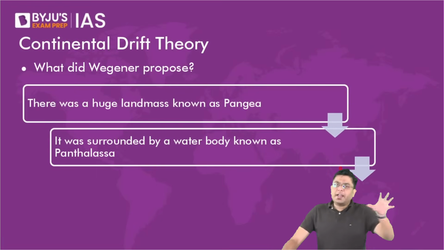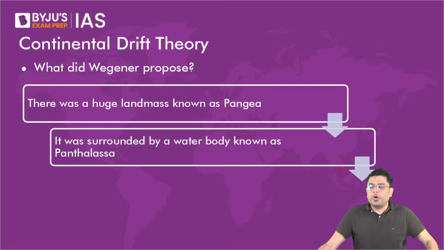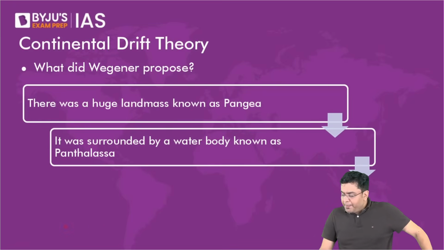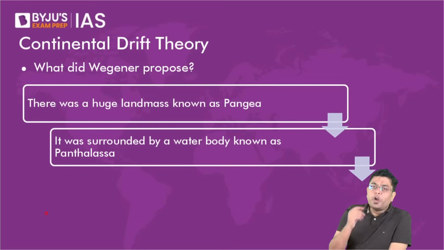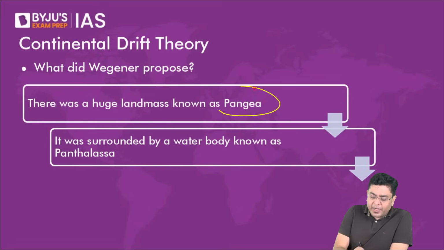So, this is a kind of a concise representation of that theory. So, here, when we talk about it, what is it that he proposed? First of all, there was a huge landmass known as Pangaea. It was surrounded by a water body known as the ocean of the world or Panthalassa.